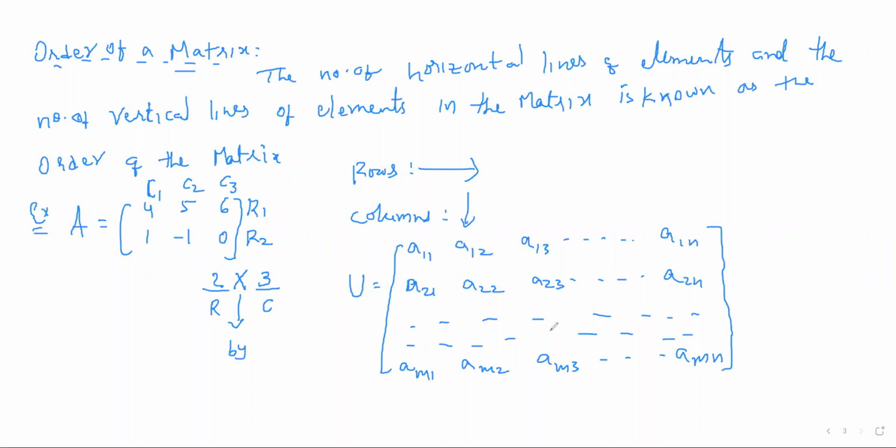This is a matrix having m rows. The number of rows should first be represented, followed by the number of columns. M rows and n columns. So in such a way, we can insert any finitely many number of elements, but only finite, in the matrix.